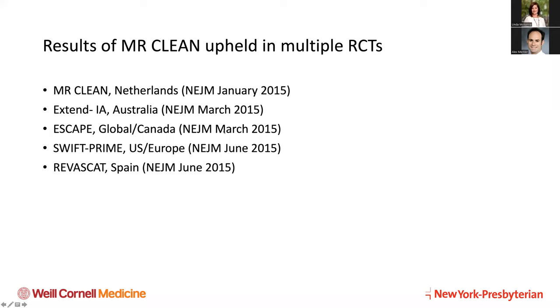There's MR CLEAN, which was in the Netherlands, EXTEND, which was Australia, ESCAPE, which was global, SWIFT PRIME, which was US and Europe, and REVASCAT, which was Spain. And they all found the same thing, but some of them were more complicated than others, basically all indicating that thrombectomy is a successful and efficacious strategy to improve outcomes with stroke in patients who have a large vessel occlusion.